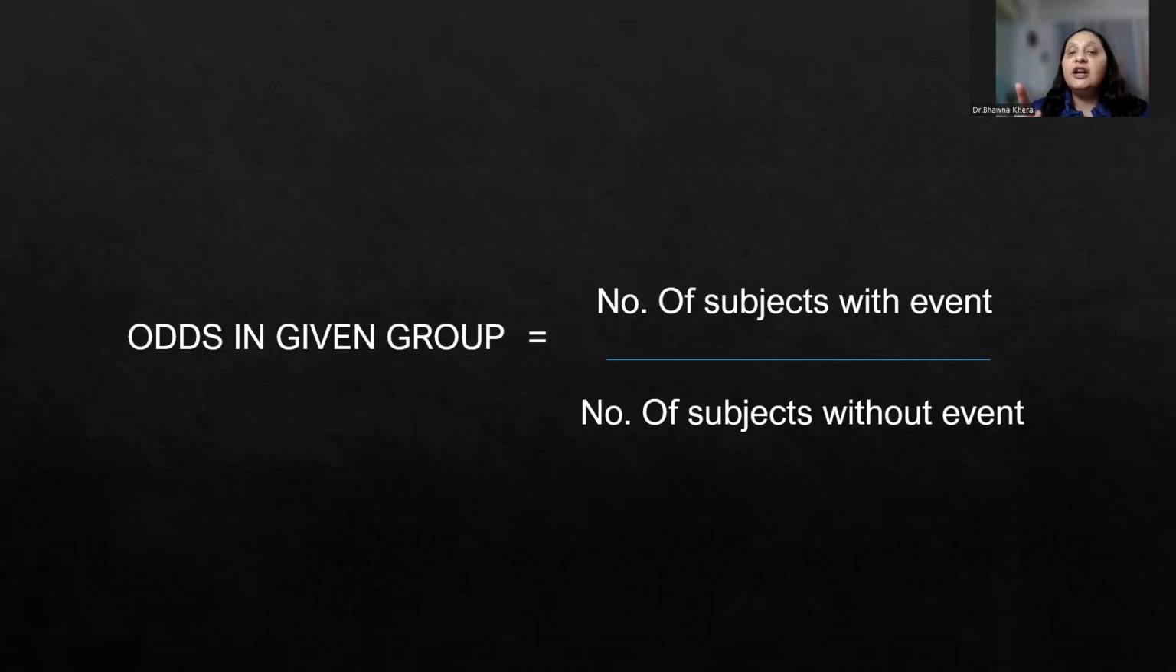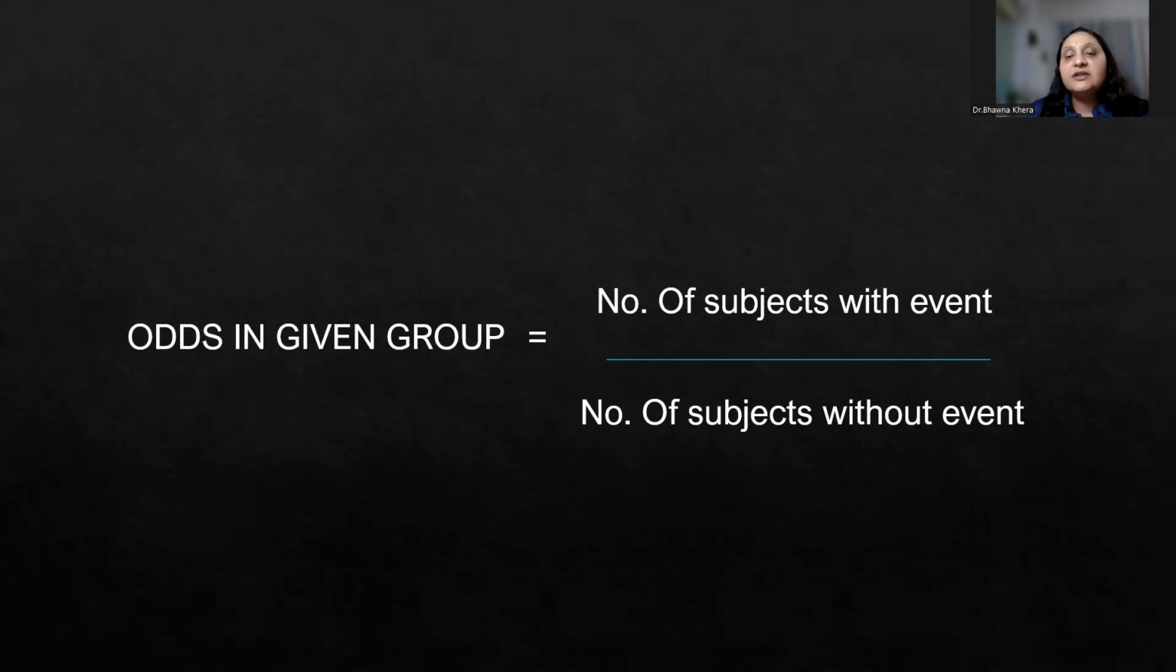In relative risk, the numerator was the same. We were taking the number of people who developed disease, or the number of people with the event. But in the denominator, we were taking the total population of that exposure. Here we are taking the number of subjects without event, because we do not have total population here.